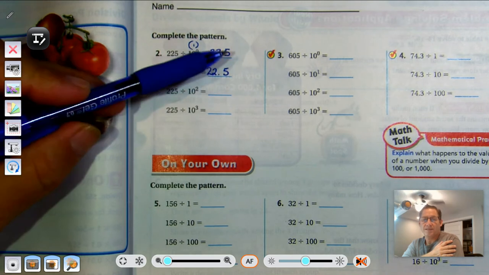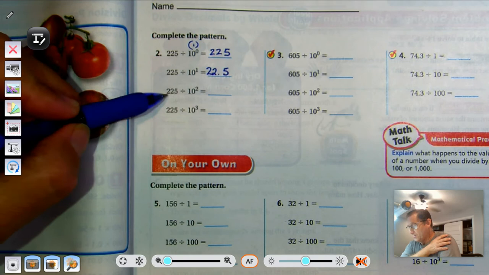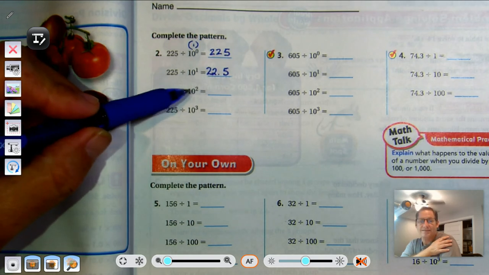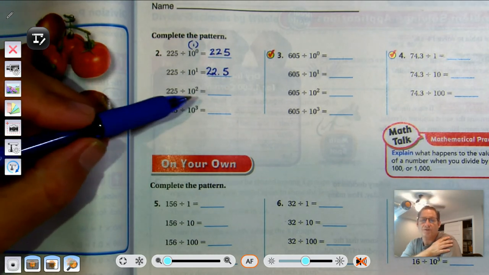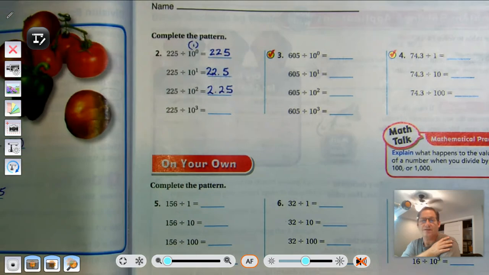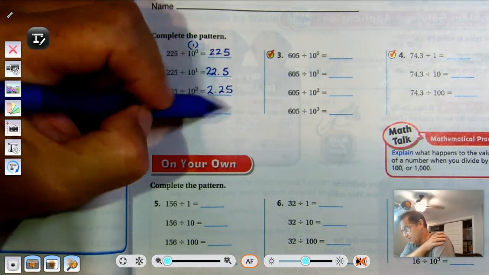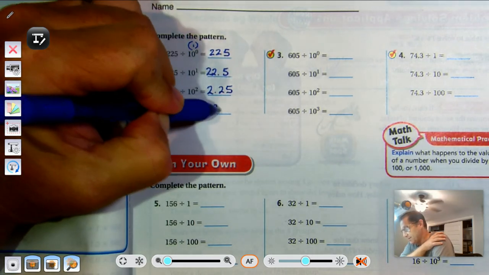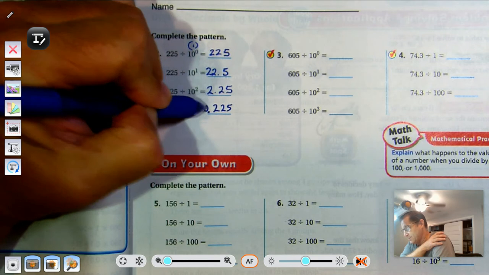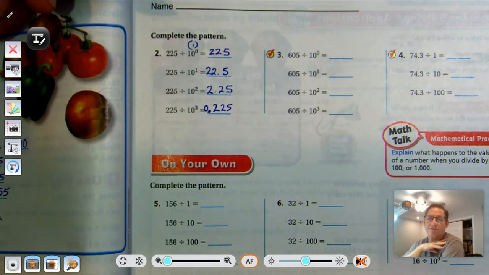10 to the first means move the decimal point 1 place to the left. 225 divided by 10 to the second means move the decimal point 2 places to the left, and we'd have 2 and 25 hundredths. And 225 divided by 10 to the third, move the decimal point 3 places to the left, and we'd have 225 thousandths.